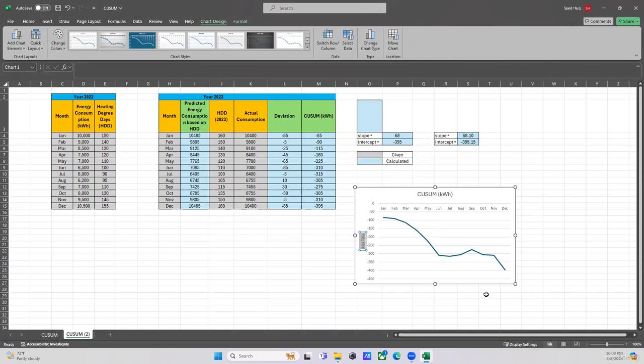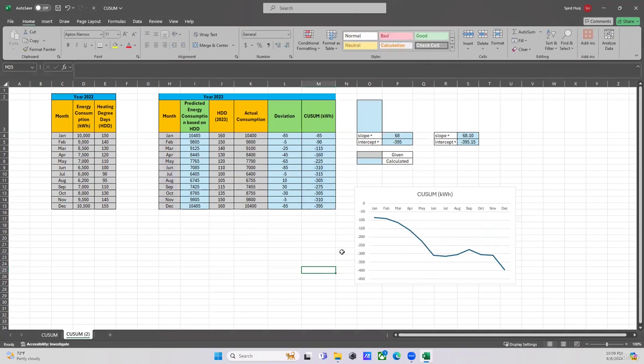Actually, that is not necessary because we already did the title here and shows the month. So let's remove it for now. I think it's good enough. So this shows a downward trend, so which means that it is performing better than what we expected, means the energy consumption is lower than what we expected.